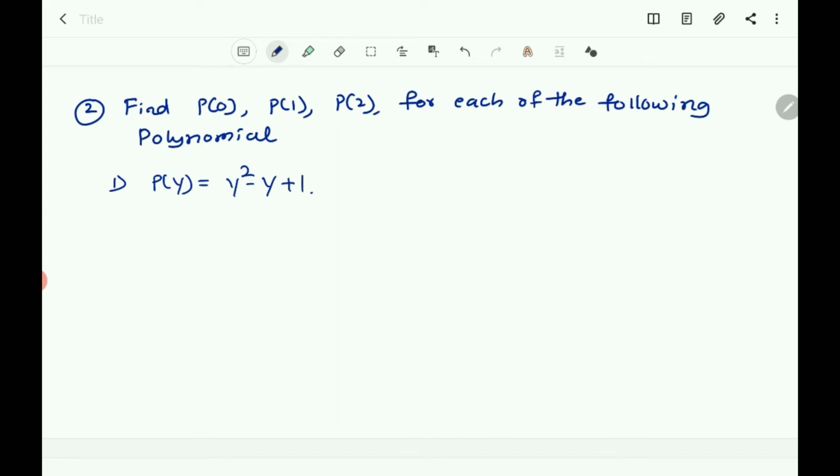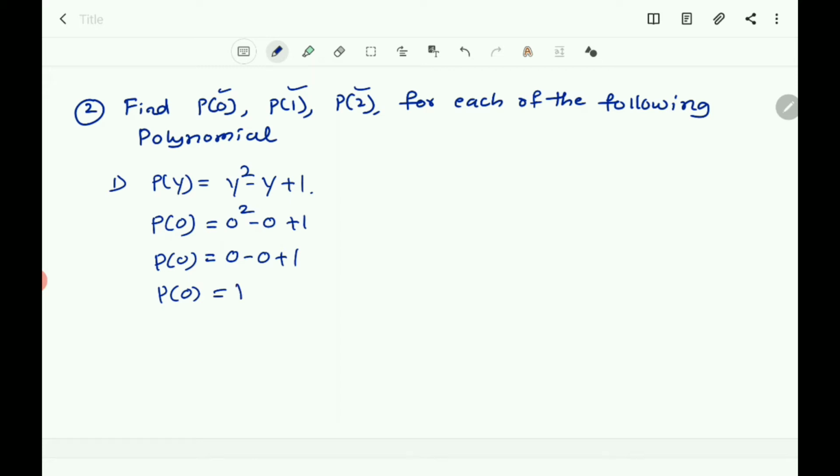Now here, find P of 0, P of 1, P of 2. First you take P of 0. P of 0 becomes 0 square minus 0 plus 1. That becomes P of 0 is equals to 0 minus 0 plus 1. So P of 0 is equals to 1.